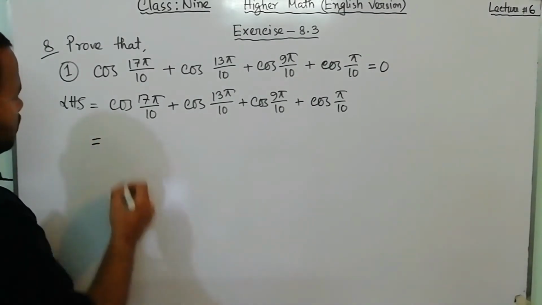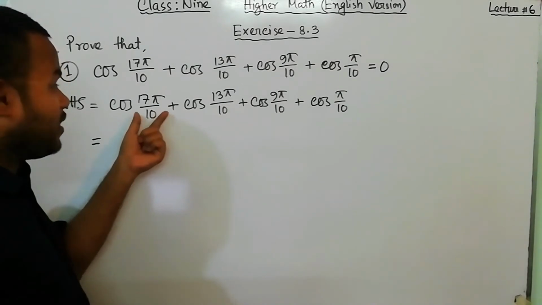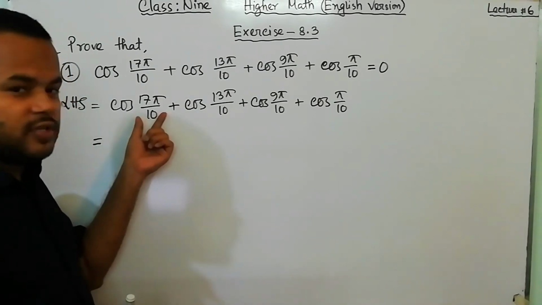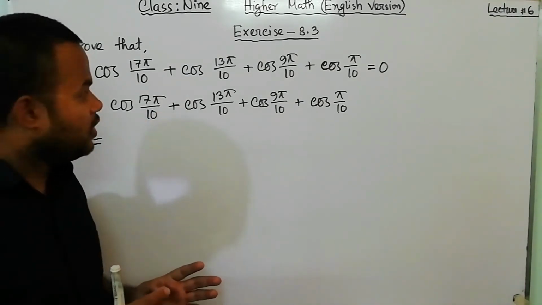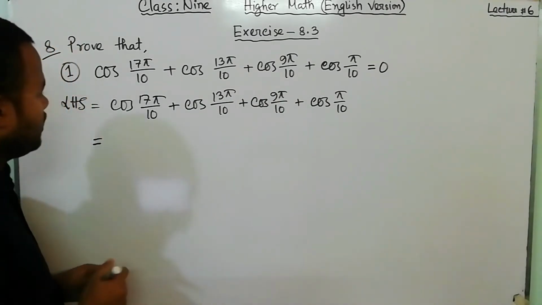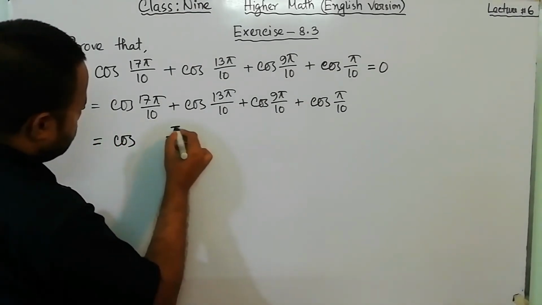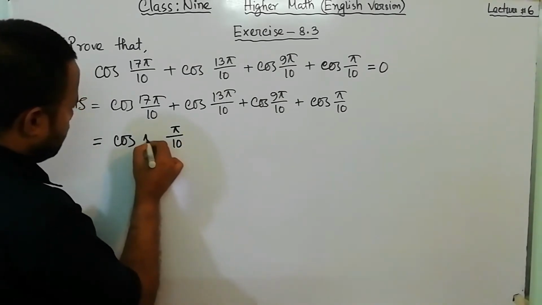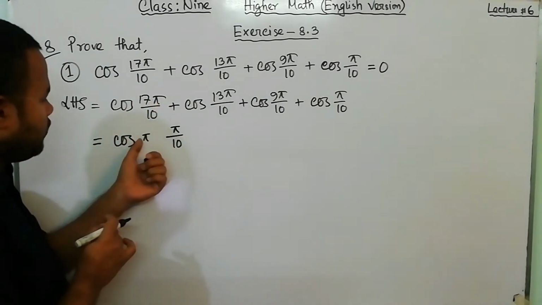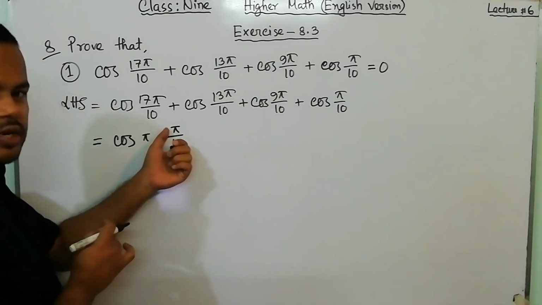Okay, here we have to change the value of this angle in the form of n pi by 2 plus or minus theta. Then we will get here cos. Here we can put pi by 10 here and pi here. Now we need 17 pi here. Okay, here if we put 1, then we have 10 pi. If we add this, then we have 11 pi.